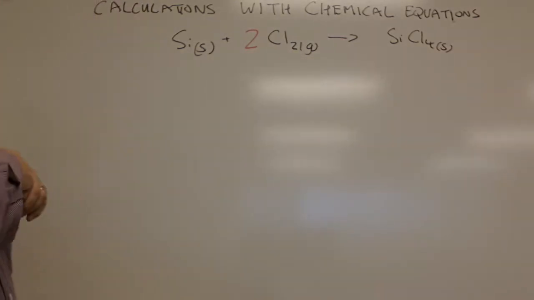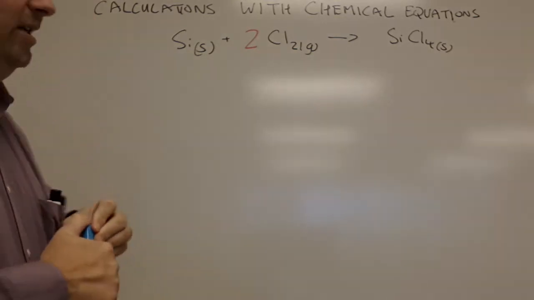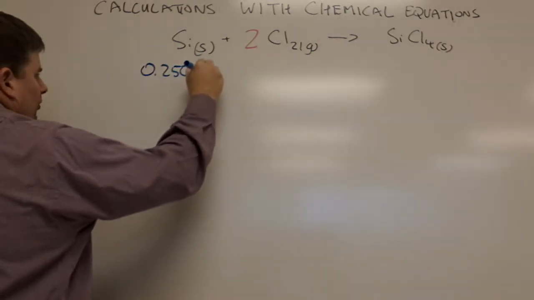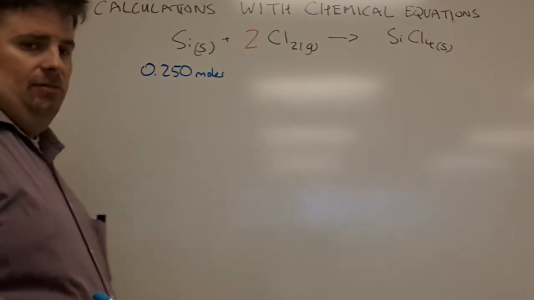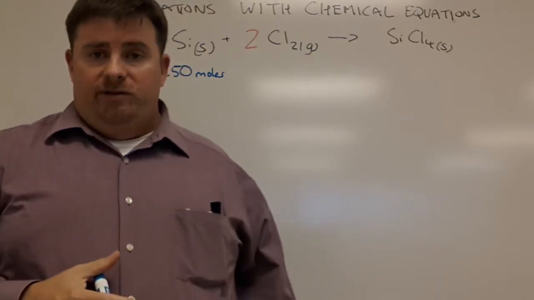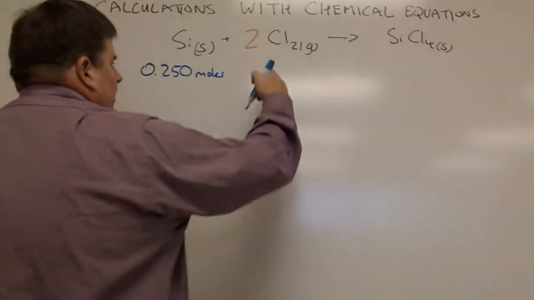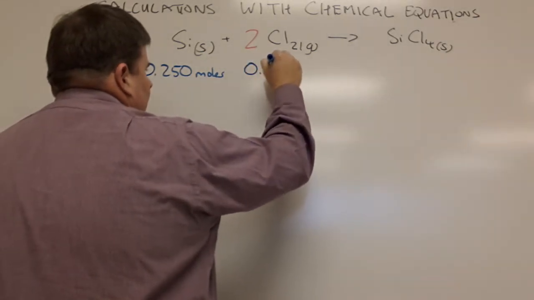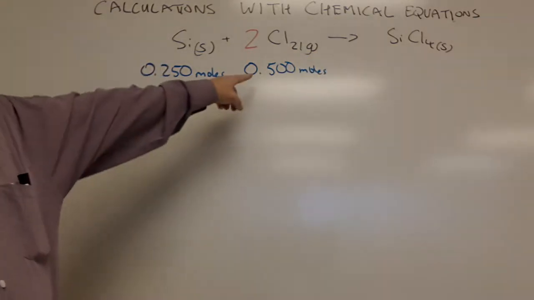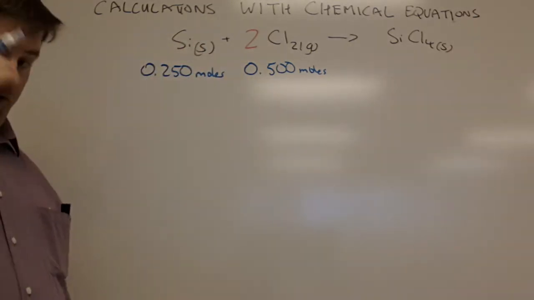Suppose I look at silicon and say I start with 0.250 moles of silicon. I should always be able to figure out the number of moles of chlorine that I need and the number of moles of silicon tetrachloride that I'm generating. For chlorine, I'm going to be using 0.500 moles, because I've got to use double the amount given the 1 to 2 ratio. So that's the number of moles that I'm going to use.